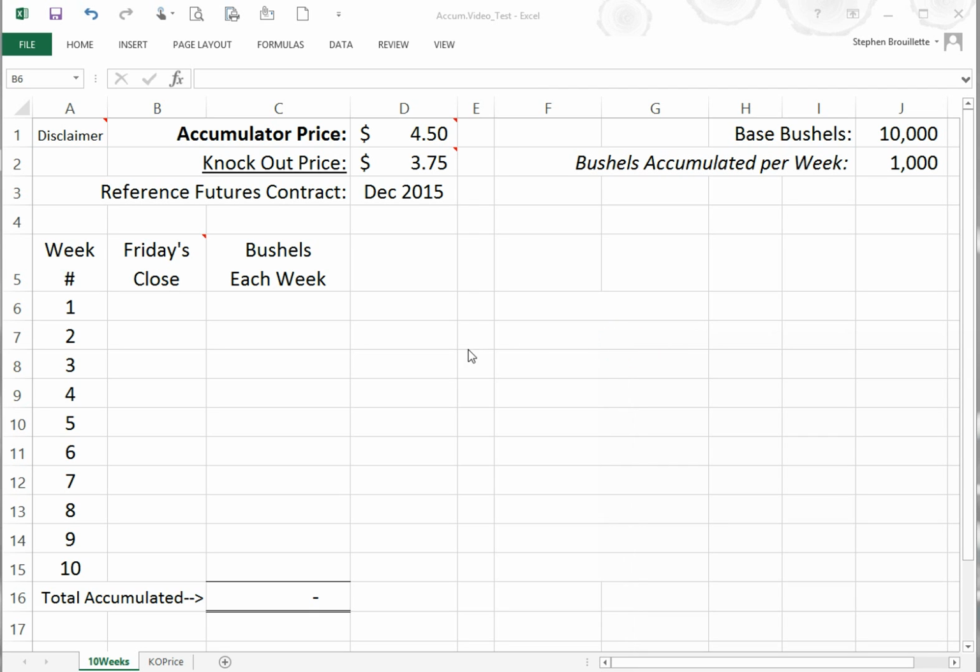Hello, this is Stephen with Cardinal Ethanol, bringing you some of the details of how a producer accumulator works and some of the information that it's used to calculate how many bushels will be accumulated per week.